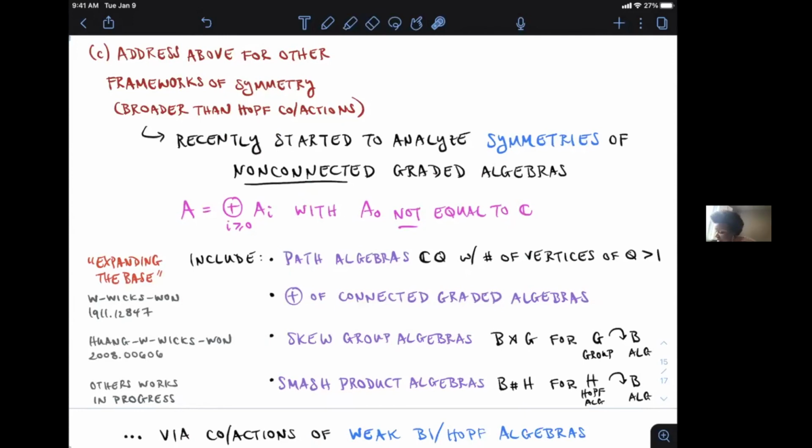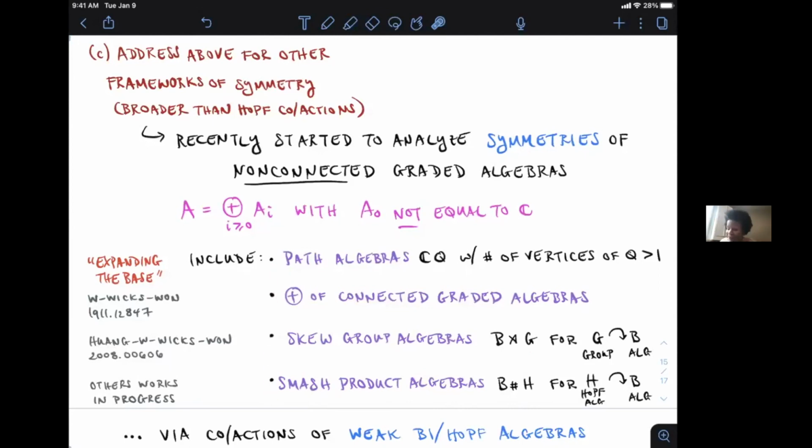So for instance, I can take the direct sum of a bunch of connected algebras. That has a larger zeroth piece. I could take a path algebra of a quiver. The zeroth piece is basically the path algebra on the vertices. So that can have a degree zero piece of dimension greater than 1. And skew group algebras, smash product algebras, if you're familiar with them, can be nice graded algebras where the zeroth piece is essentially the group in the Hopf algebra. But what about studying symmetries of these non-connected algebras?